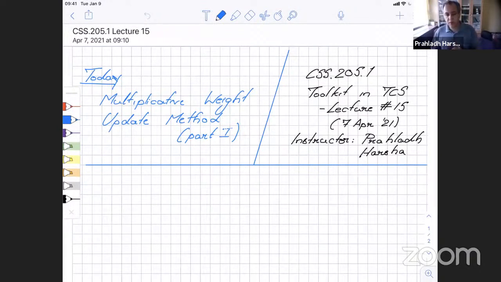Okay, so welcome to Toolkit. Piyush has finished his module of teaching. So I will take over possibly for the next 14 lectures. I will go on and we'll do several modules in this. The first module which we will do is on the multiplicative weight update method.